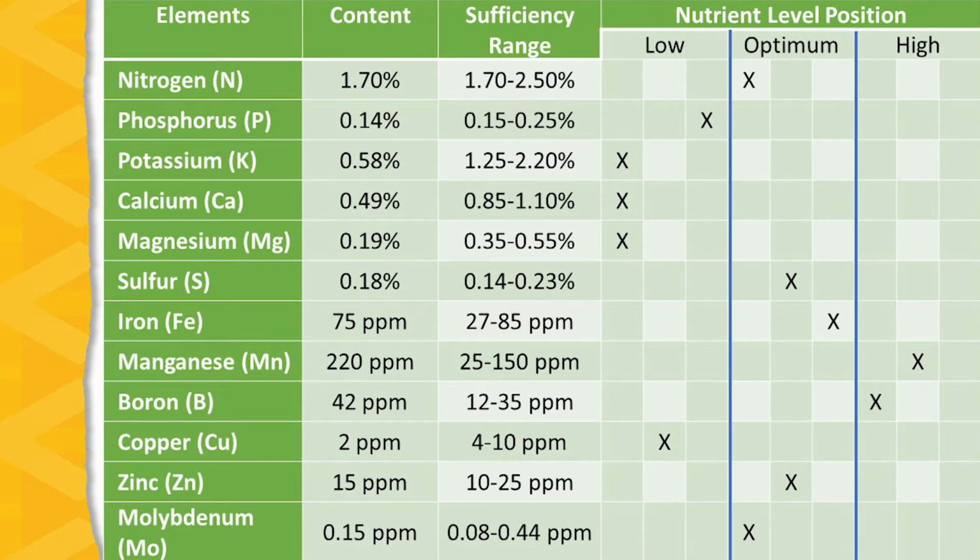The actual contents as compared to the sufficiency ranges can help reveal which nutrients may be in short supply and can also be used to adjust a fertility management program to address any perceived shortages of nutrients.